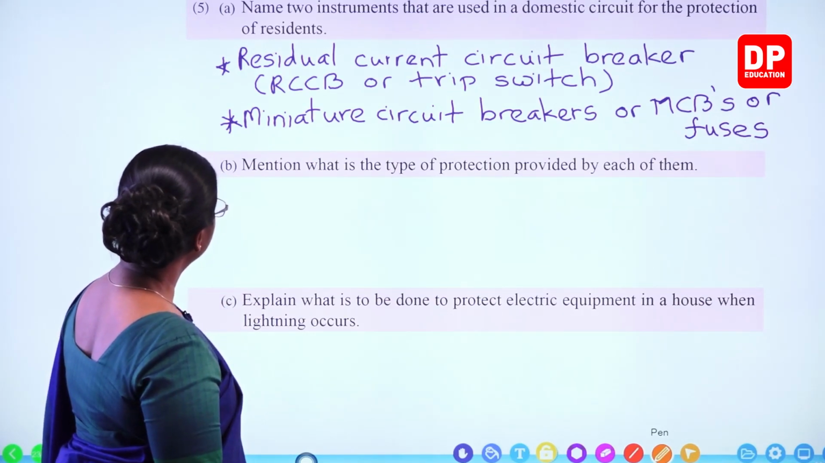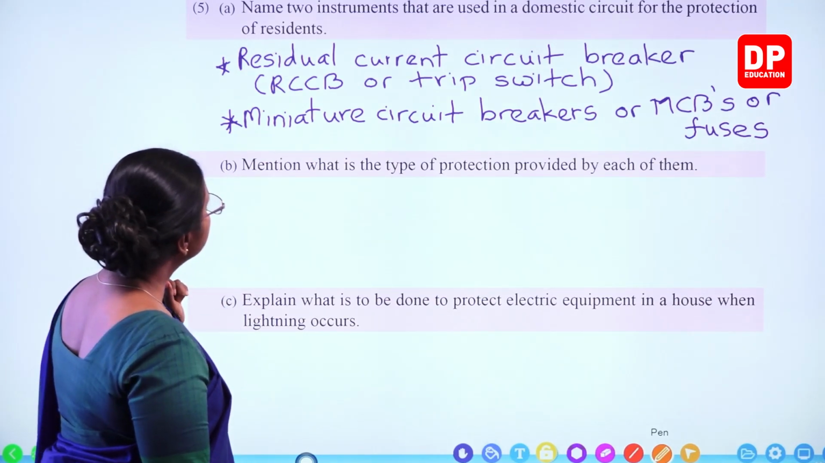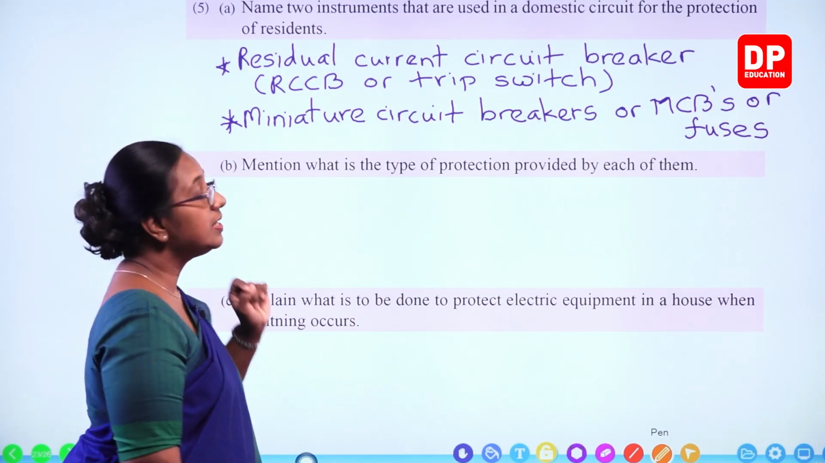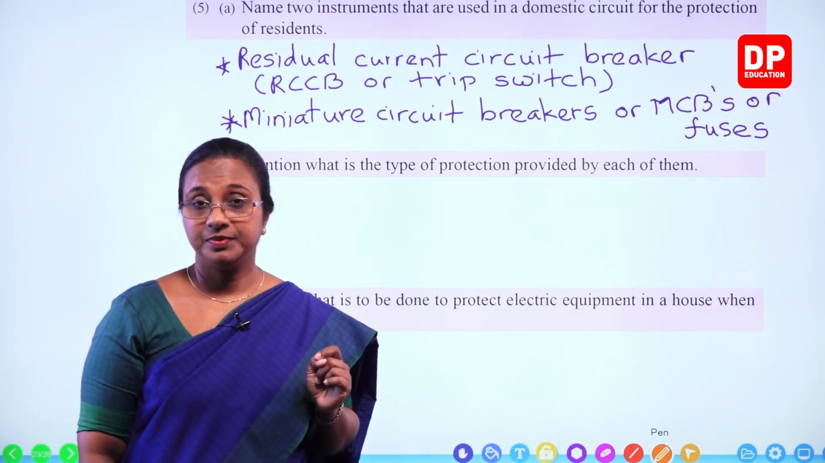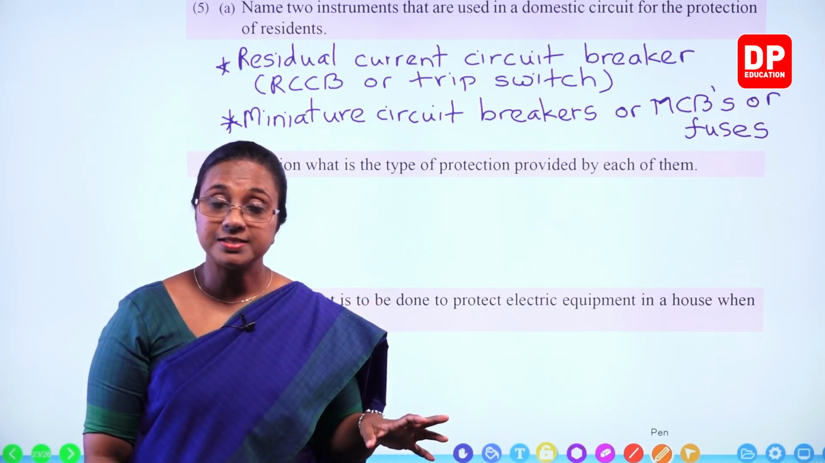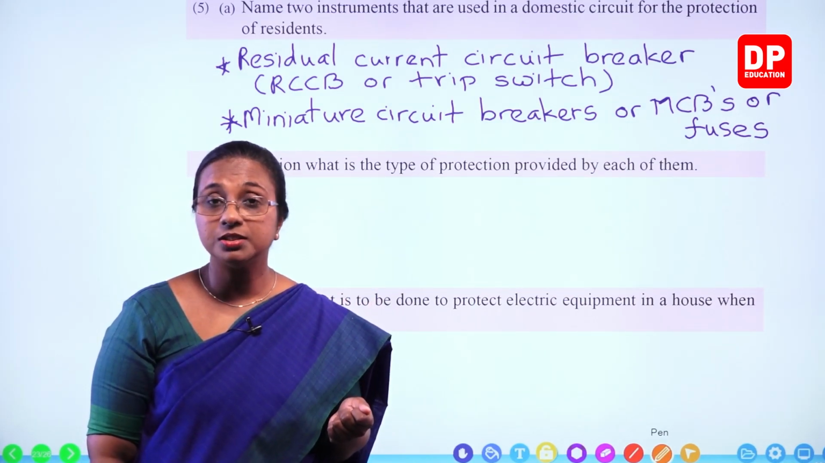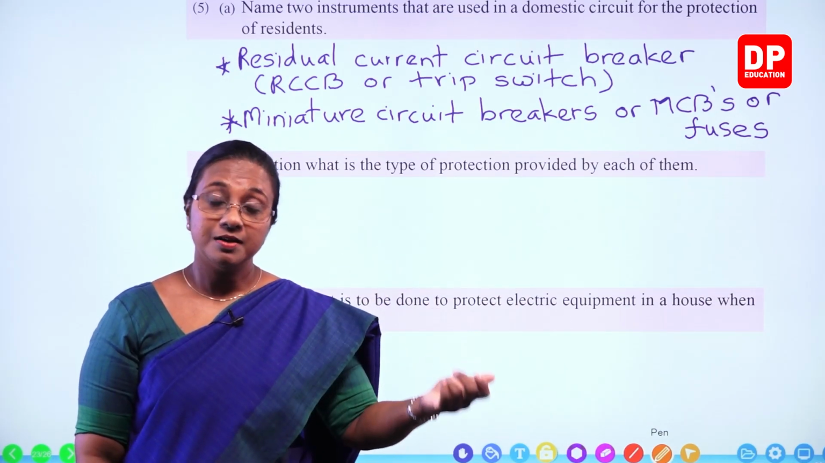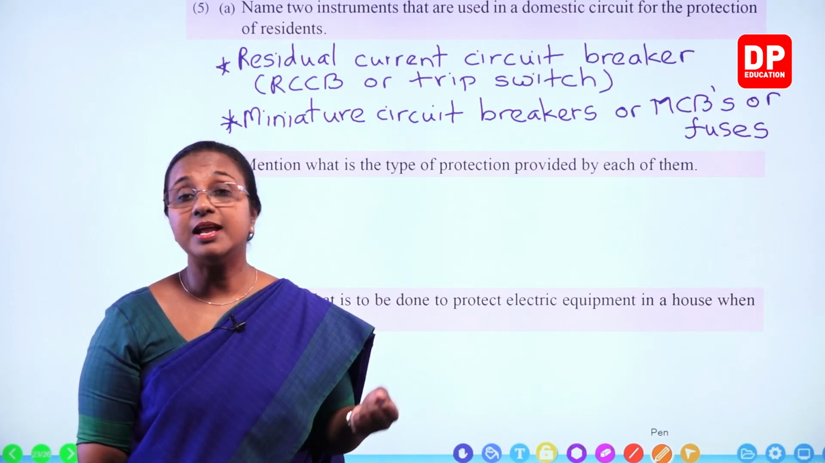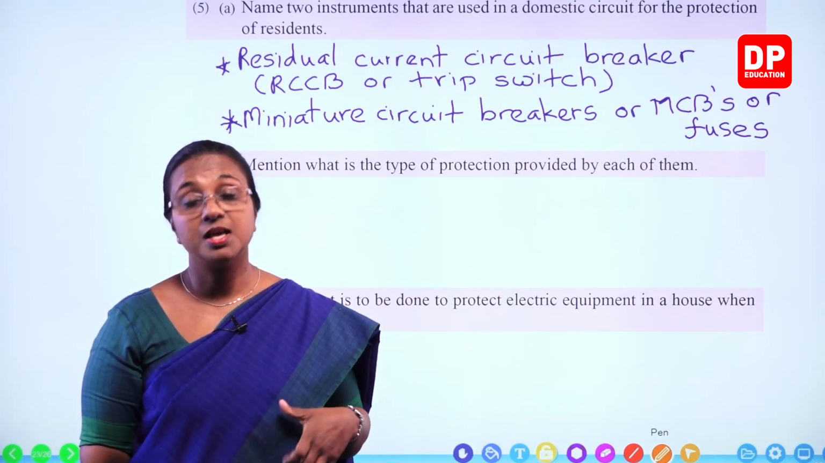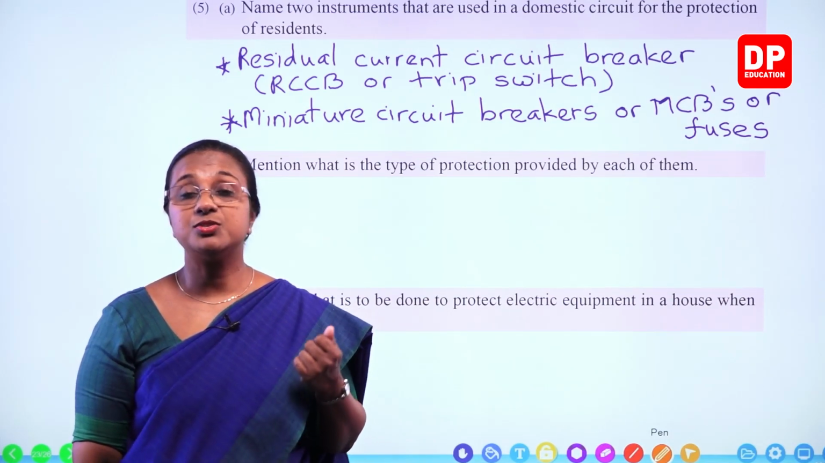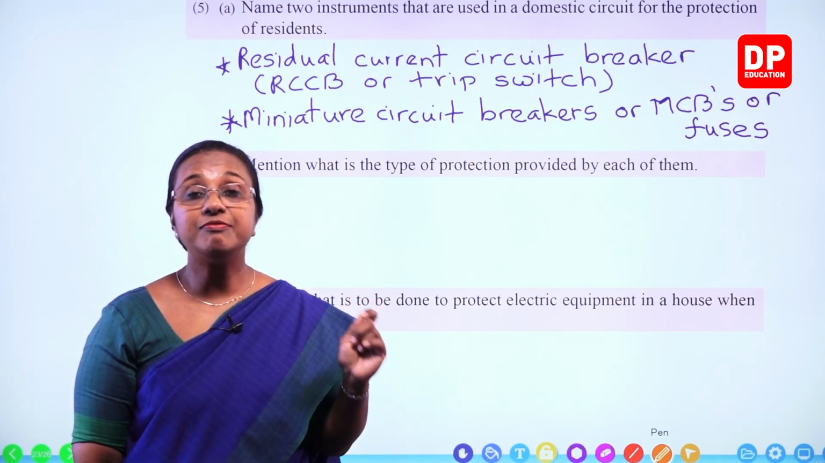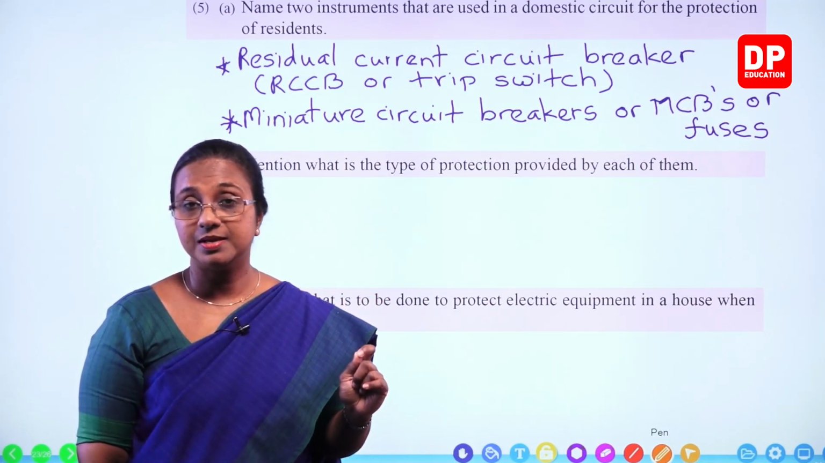Then, the second question, part B, mention what is the type of protection provided by each of them. What does the RCCB do? It protects the residents from electric shock. And the other one, it protects the fire caused by current that is more than 30 amperes. It prevents overheated cables and fire caused by electricity if the current flow is more than 30 amperes.